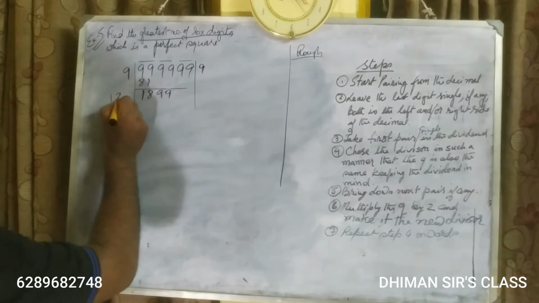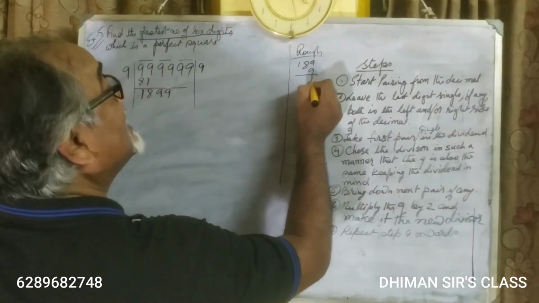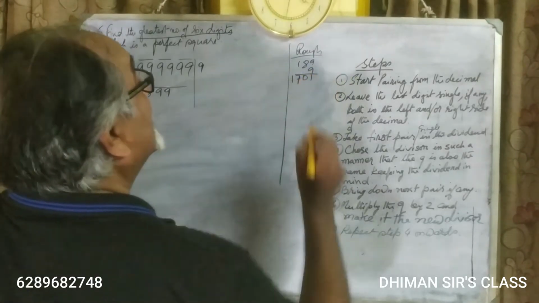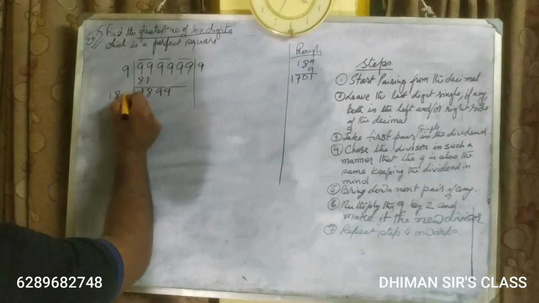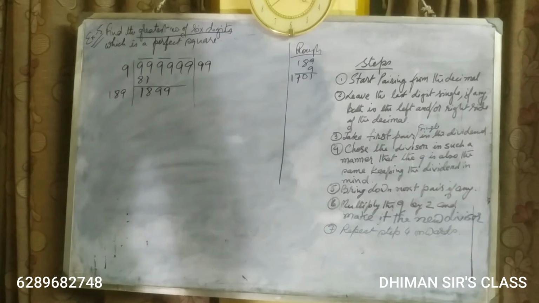Two nines are 18. So let us take 189. 9 nines are 81, 9 eights are 72, 80, 9 ones are 9, 17, 01. So let us take 9. 1701 is still smaller than 1899.